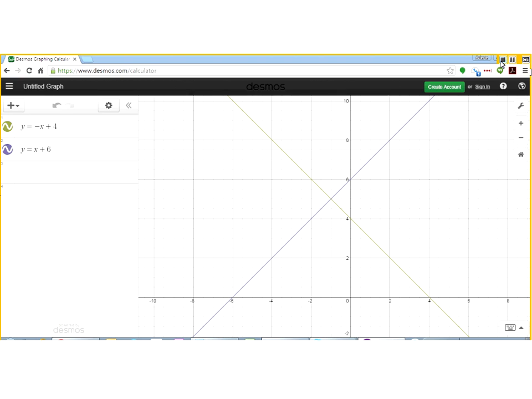Does it look perpendicular? Is anyone awake? Tyler? Does it look perpendicular? Okay, thank you.